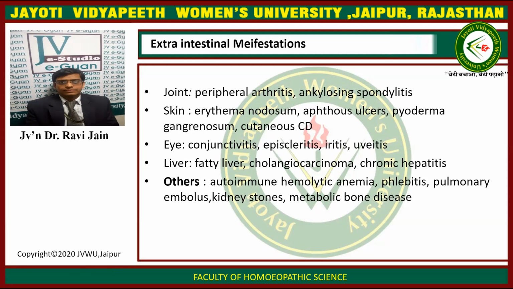Now, there are certain extraintestinal features that are also present along with Crohn's disease, which include, in the joints, peripheral arthritis and ankylosing spondylitis. In the skin, we have erythema nodosum, aphthous ulcers, pyoderma gangrenosum, and cutaneous Crohn's disease. In the eyes, symptoms can be present with conjunctivitis, episcleritis, iritis, and uveitis. In the liver, there can be fatty liver, cholangiocarcinoma, and chronic hepatitis. The others include autoimmune hemolytic anemias, diabetes, pulmonary embolus, kidney stones, and metabolic bone disease.